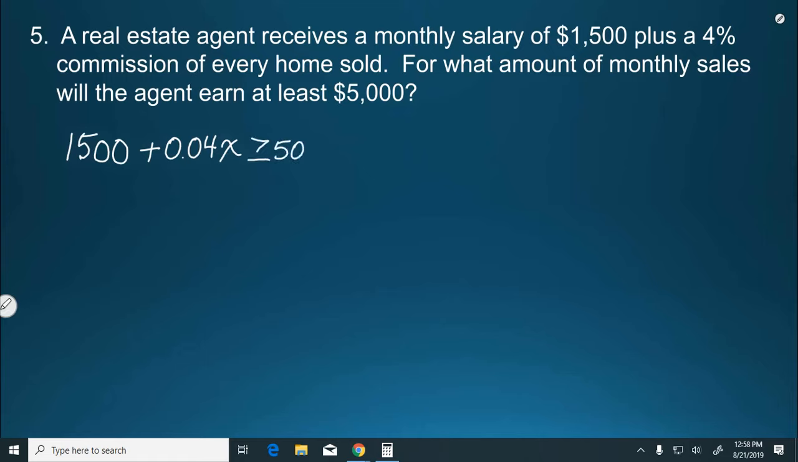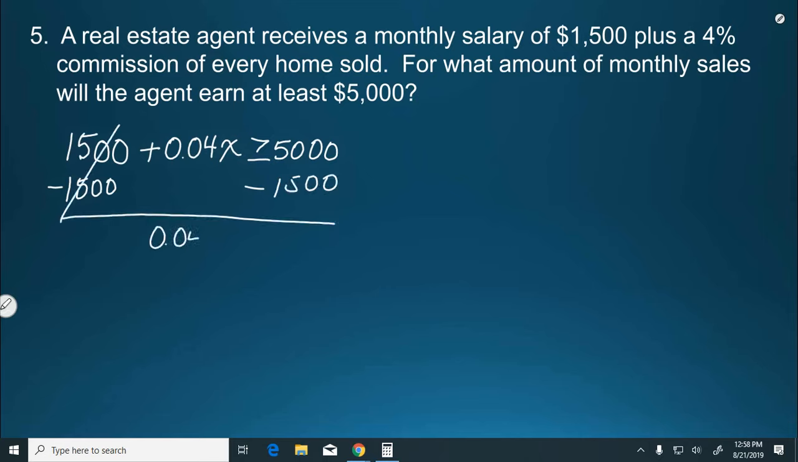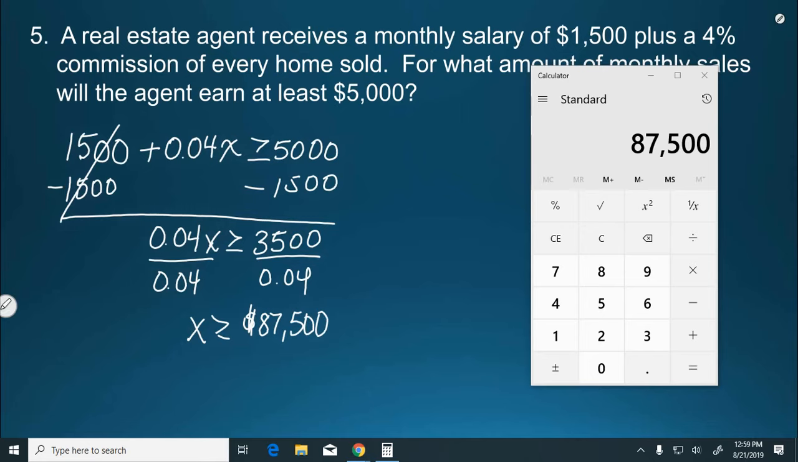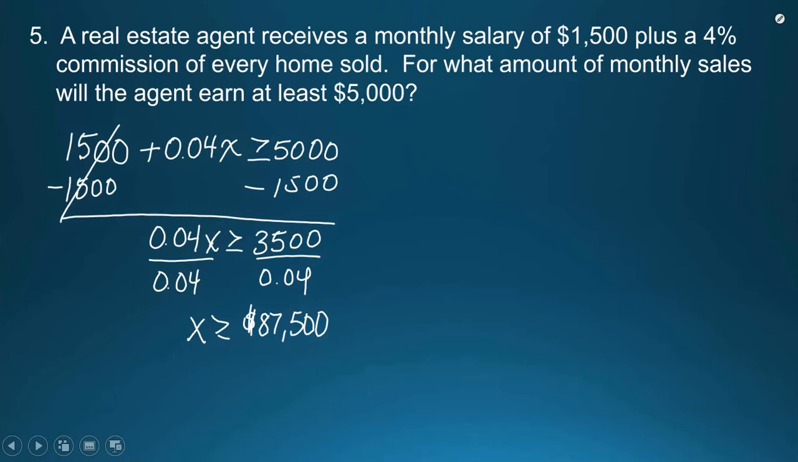All right, solving this, minus 1,500. That's the amount they're guaranteed. So we get 4% of X has to be greater than or equal to 3,500. Dividing by 4%. X has to be greater than, and that number should be huge, because think about selling a house and you're dividing by a decimal, you're going to get a bigger answer, not a smaller answer. 3,500 divided by 0.04 is 87,500. Okay, so as long as they sell a house that's valued at $87,500, they are going to make the amount of monthly salary that they need.